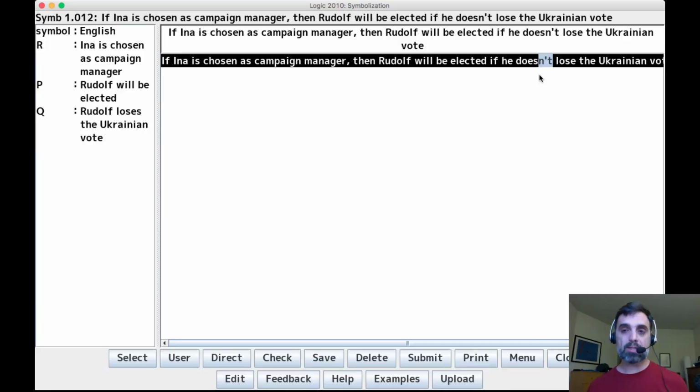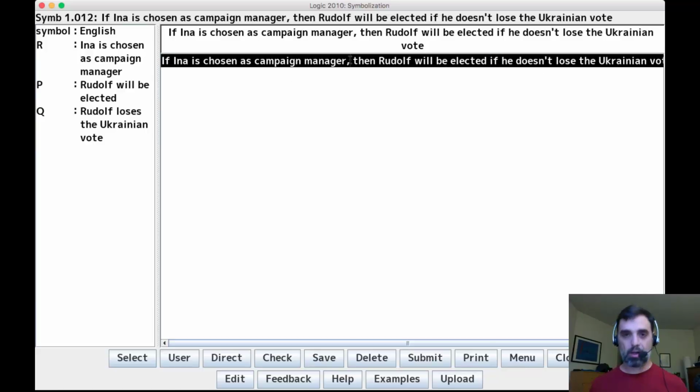Why? Well, because it's a not that's hooked onto a verb, and if we have a not that's hooked onto a verb, then that verb is the verb of some atomic sentence. In this case, he does lose the Ukrainian vote. And the not is the negation just of that atomic sentence. That's this negation convention that I talked about in one of the videos for this unit. So we know this not is not the main connective. So the question is really, is this if or this if the main connective?